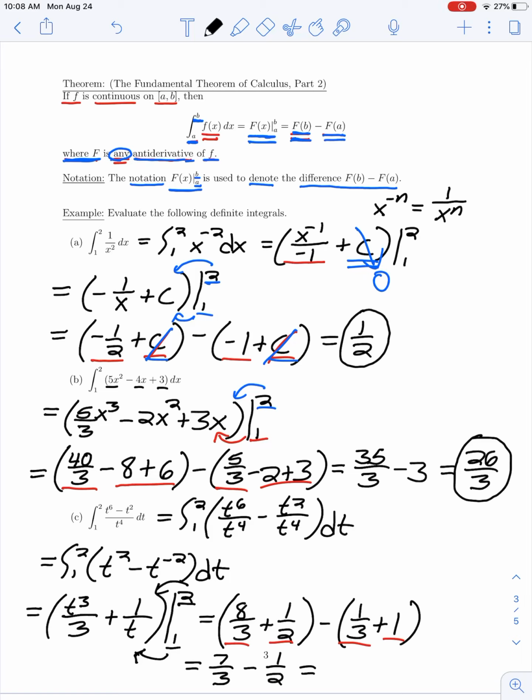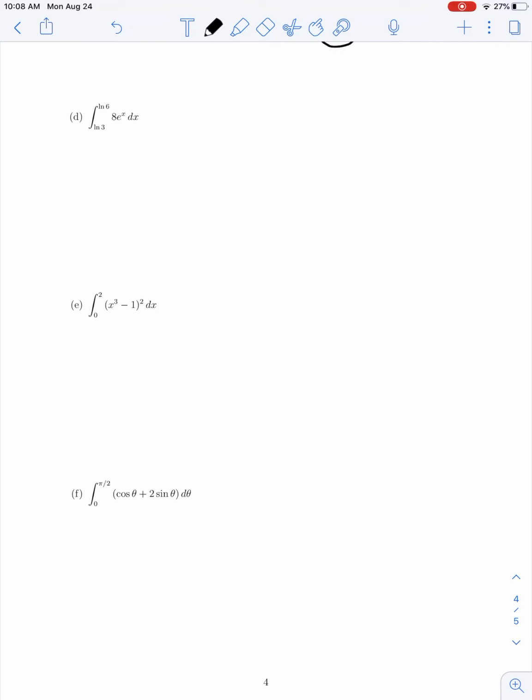And now using a common denominator of 6, we would have 14 minus 3, or 11 over 6, for our value of this definite integral. Okay. So let's look at some other ones.